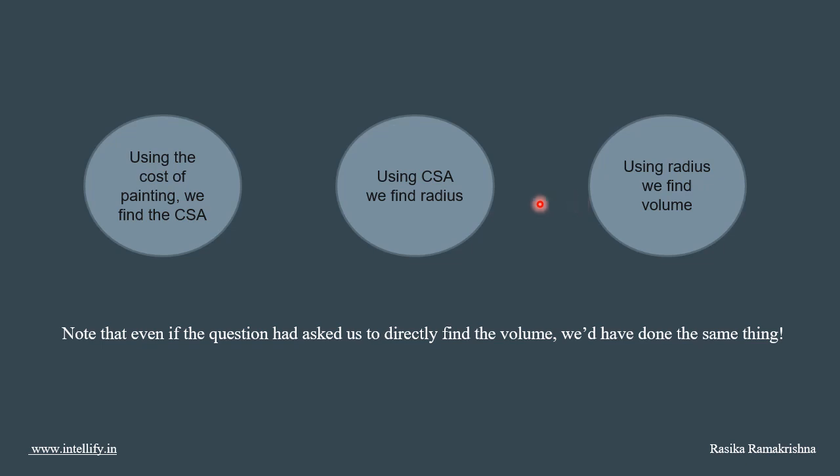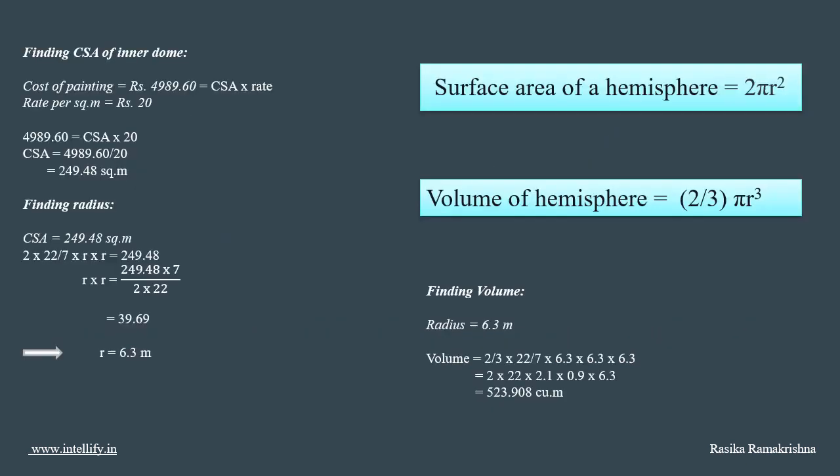Note that even if the question had not asked you to specifically find the CSA and instead directly said that you've got to find the volume of air inside the dome, you would have done the exact same thing. Okay, so let's go ahead and find the CSA of the inner dome. We're calling it the inner dome because it's actually inside the building. There's no other reason for this but the fact that it's inside the building.